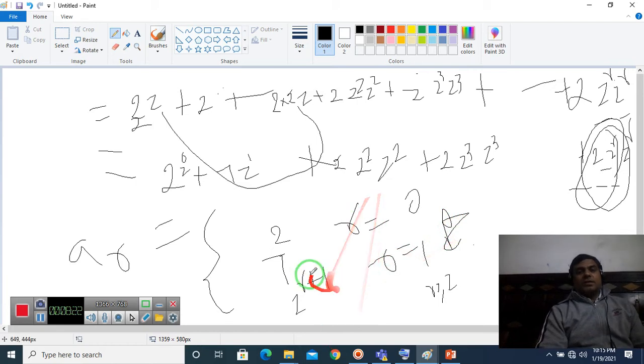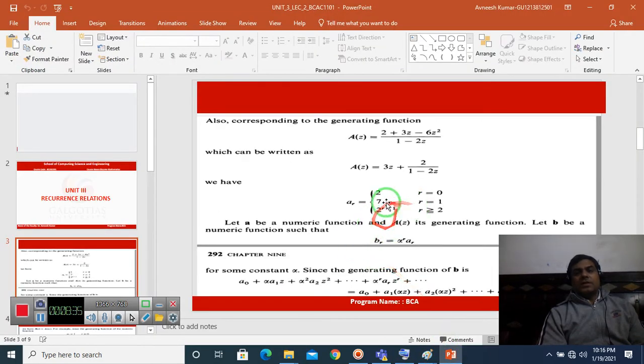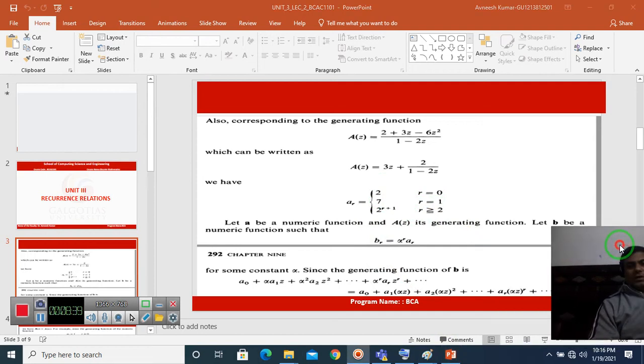So we can write in this way. In the first lecture we explained what the numeric function is. So this is the answer: 2, 7, 2 to the power r plus 1. Getting it? Now this is a numeric function, and we can find the generating function.